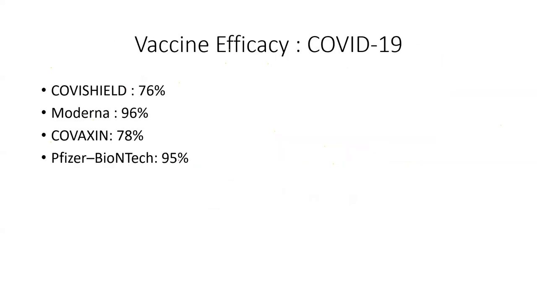The next thing I want to quickly go through is vaccine efficacy. This, I think, is the second last concept. So quickly, in COVID-19, there were so many vaccines coming in the market. Covishield declared they had 76% vaccine efficacy, Moderna 96%, Covaxin 78%, and Pfizer 95%. So what does this mean? Vaccine efficacy of 76% for Covishield. What do you understand by this term? 76% vaccine efficacy. Anyone?